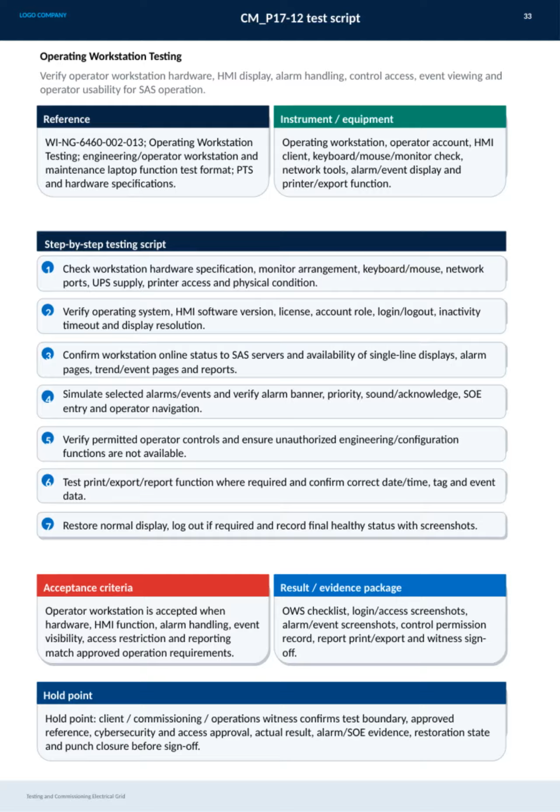This slide outlines the testing and commissioning process for the operating workstation in the electrical grid system. Our main goal here is to verify all aspects of the operator workstation, from hardware and software to alarm handling and security access. The references include engineering test formats and hardware specs to guide us. We use equipment like the operating workstation itself, operator accounts, HMI clients, and network tools to conduct the tests.